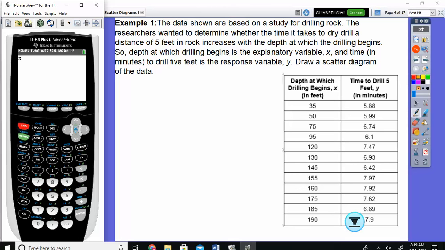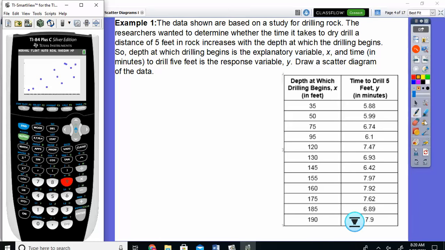Now if we go to second stat plot, you might have both plots turned on from yesterday, so we only want one plot here. I have my plot 2 on, so I need to turn that one off. And then I'm going to go into my plot 1. I want it on, and the scatter diagram is just the first option there. So the very first option just has the dots. And then if you go to zoom, number 9 is zoom stat, so it just zooms to wherever your points are. And so it gives us our scatter diagram.